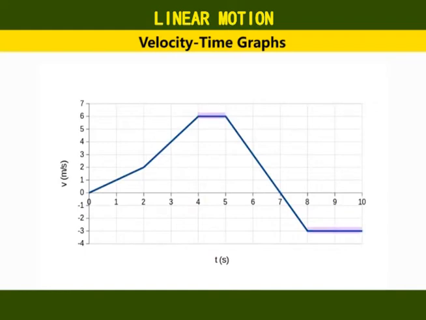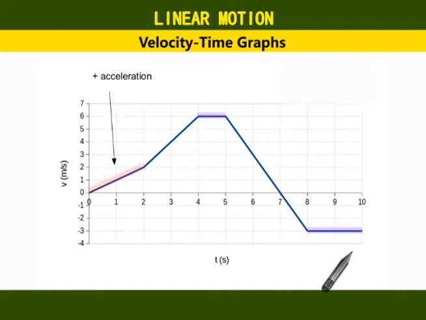These flat sections mean uniform velocity. The velocity is not changing with time. So here, the object moves at 6 meters per second for 1 second. And here, it moves at -3 meters per second for 3 seconds. Uniform velocity also means zero acceleration.